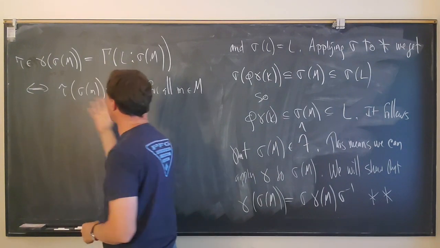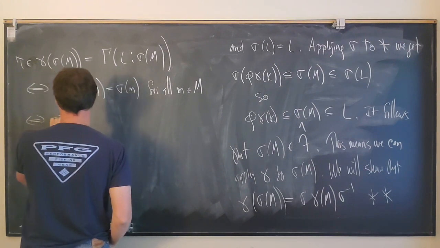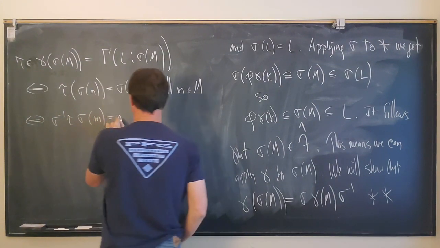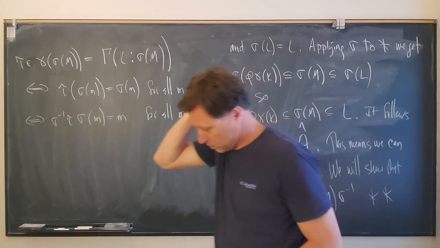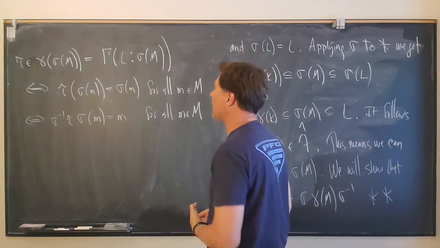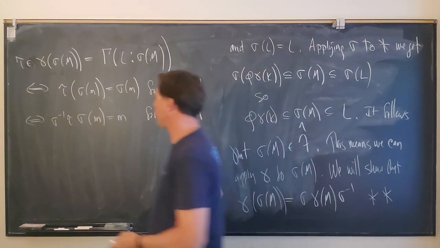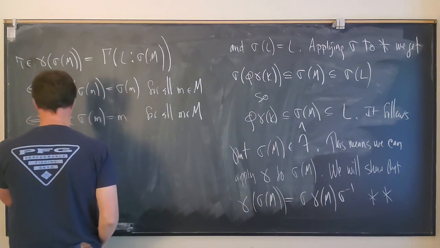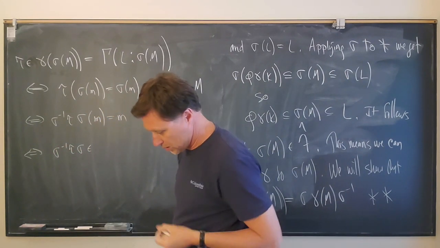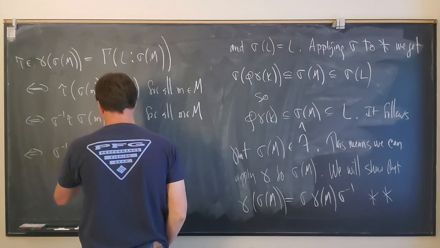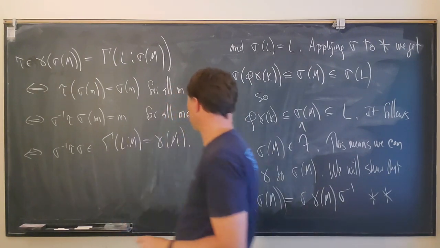Now what I want to do is hit both sides of this equation by sigma inverse. So this would be if and only if sigma inverse tau sigma of little m equals little m for all little m in capital M. And so what does that say then? That says that sigma inverse tau sigma fixes every element of capital M. So that would mean, if and only if, sigma inverse tau sigma is an element of, who would that be? It would be gamma of M, which is little gamma of m.